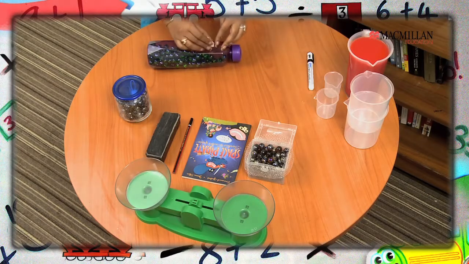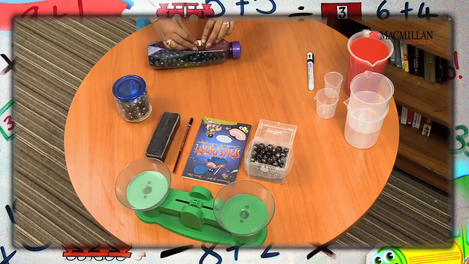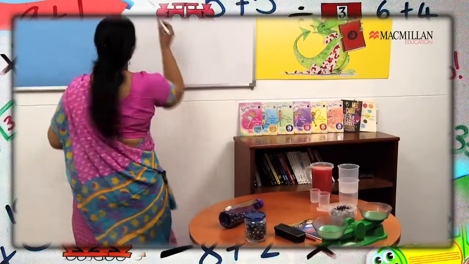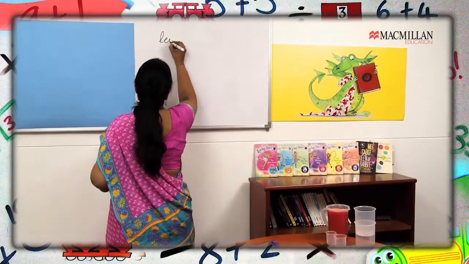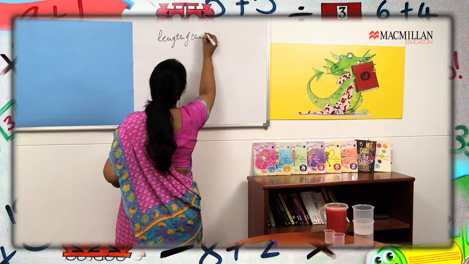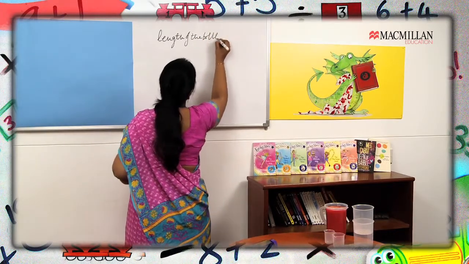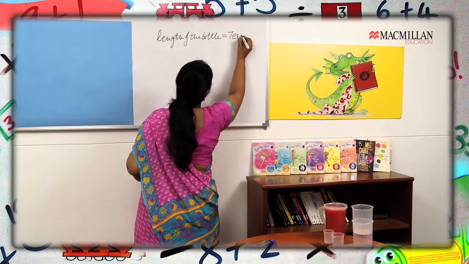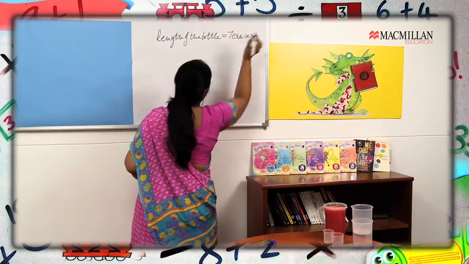1, 2, 3, 4, 5, 6, 7. So the length of the bottle is equal to 7 erasers, right?